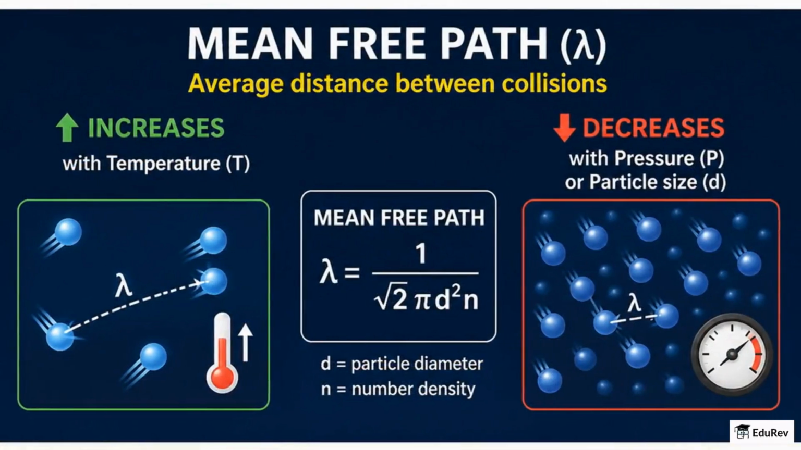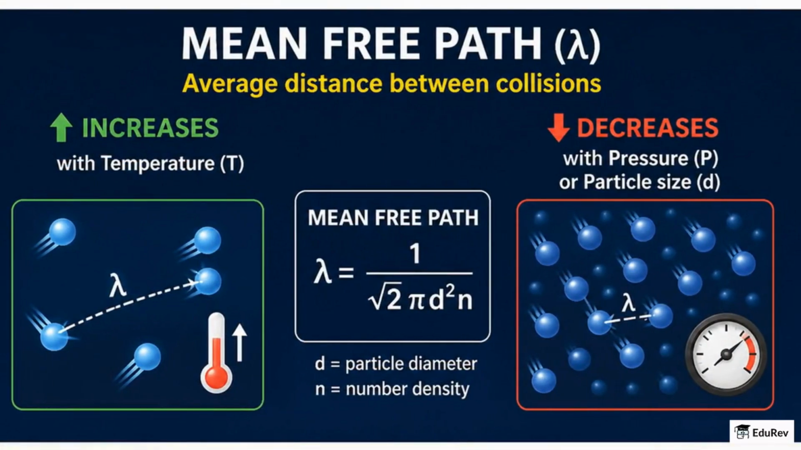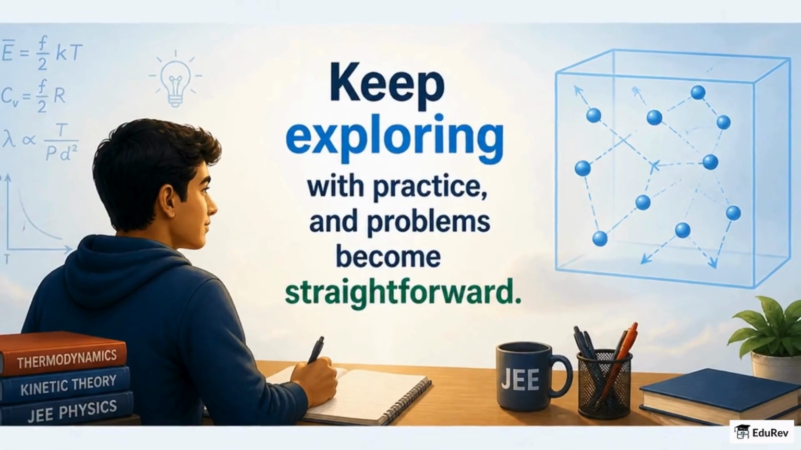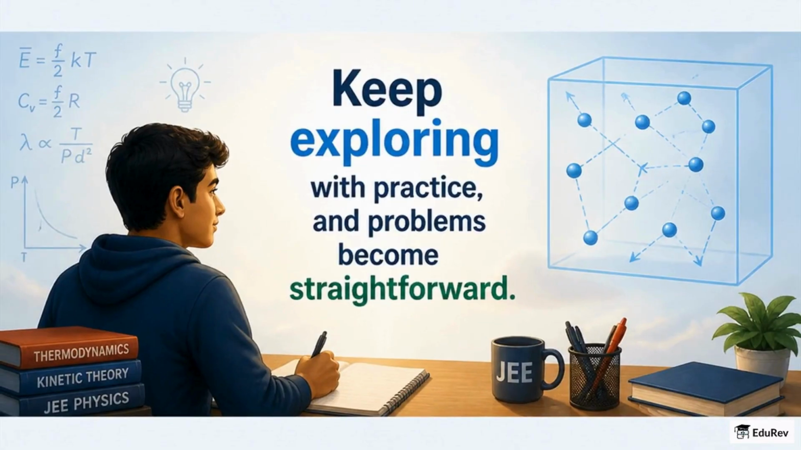Also remember, mean free path is the average distance between collisions, and it increases with temperature and decreases with pressure or particle size. Brownian motion is the random jitter of tiny particles caused by unequal hits from surrounding molecules. Keep exploring these ideas with practice, and you will see many problems become straightforward.